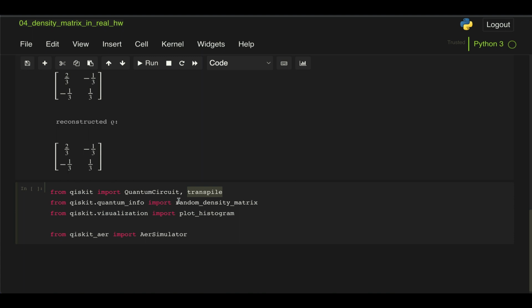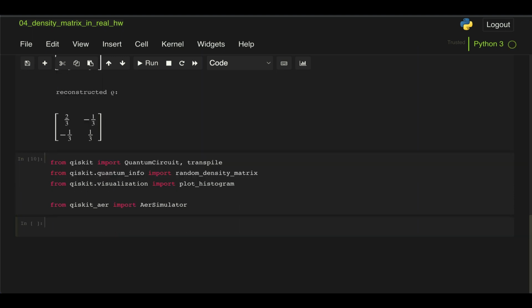And then I'm going to import this density matrix function so that, instead of using this simple one, we can use a random density matrix and see that this works in general for any matrix we have. And then this plot histogram to plot the results. And then to run our simulations first before we run it in real hardware, I'm importing this Aer simulator from Qiskit Aer.